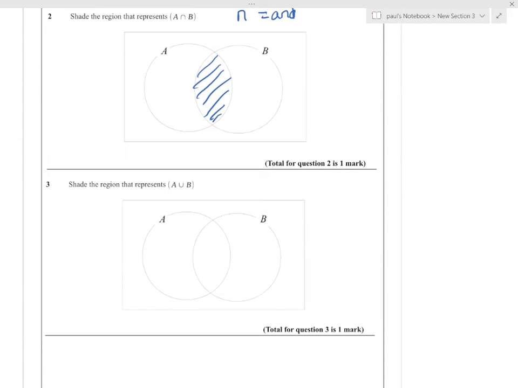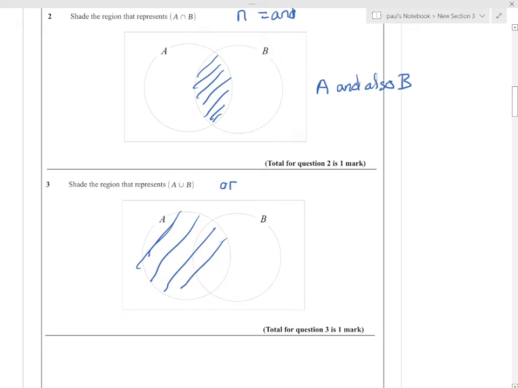Now, we've got a different symbol. And this symbol is OR. This could be A and also B. So this is in A and also it's in B. This means A or B. So it's a region where it could be in A or it could be in B. Or it could be in both. So that's all of this, everything.